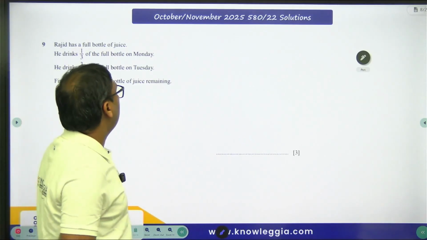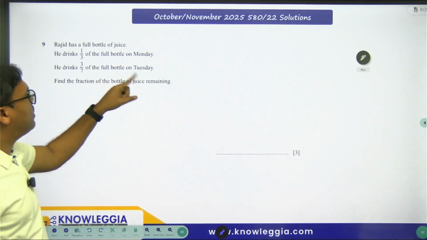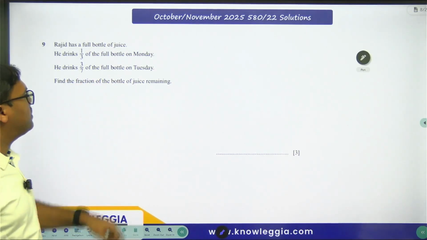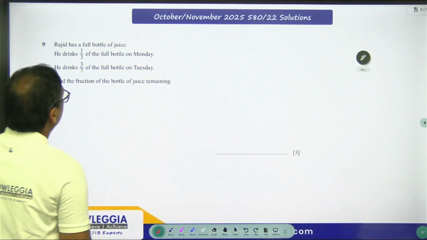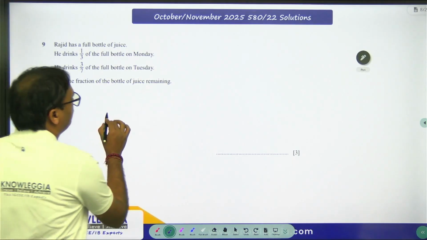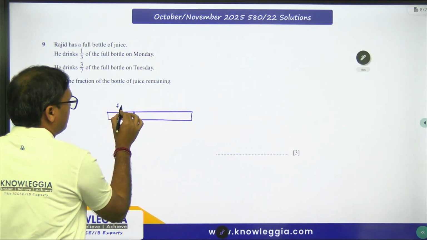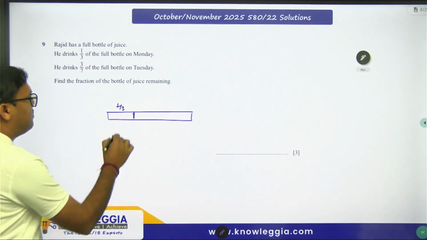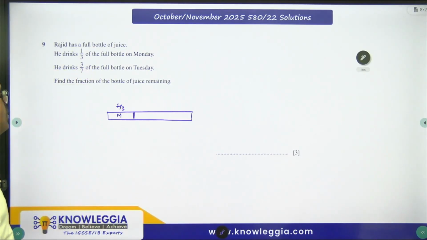Now Rajit has a full bottle of juice. He drinks 1/3 of the bottle on Monday, 3/7 of the full bottle on Tuesday. Okay. The fraction of the bottle of juice remaining. Okay. So the question here is, Raj has a full bottle. He drinks 1/3 of the full bottle. So let's say this is the full bottle. So 1/3 he drinks on Monday of the total bottle. 3/7 of the full bottle on Tuesday he is drinking.